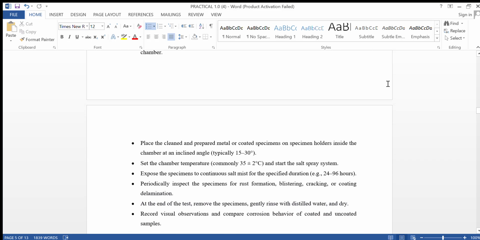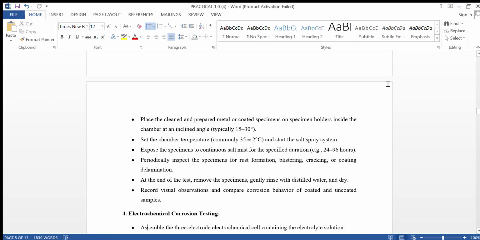Set the chamber temperature, commonly 35 plus or minus 2 degrees Celsius, and start the salt spray system. Expose the specimen to continuous salt mist for the specified duration, for example 24 to 96 hours. Periodically inspect the specimen for rust formation, blistering, cracking or coating delamination. At the end of the test, remove the specimen, gently rinse with distilled water and dry. Record visual observations and compare corrosion behavior of coated and uncoated samples.